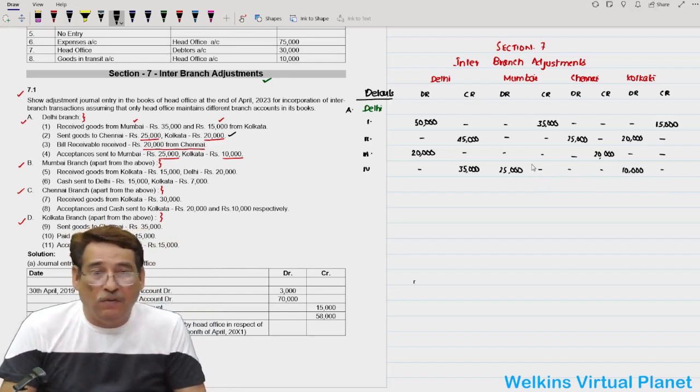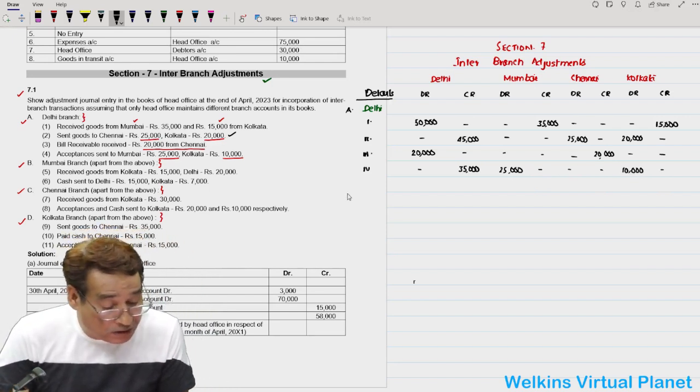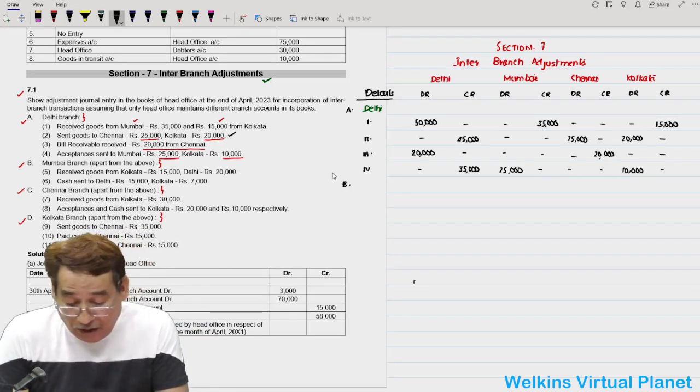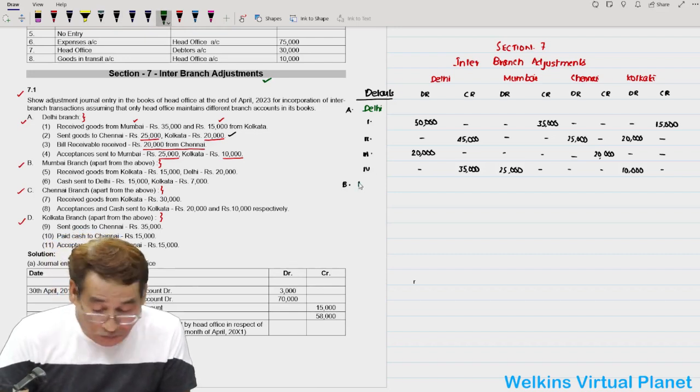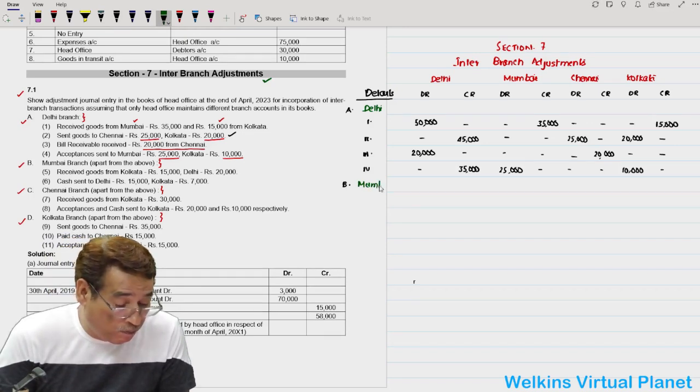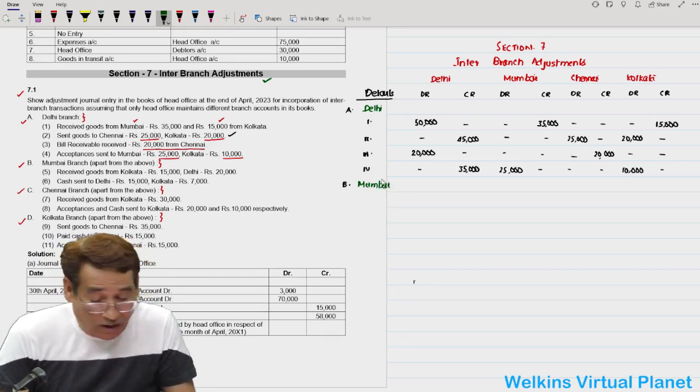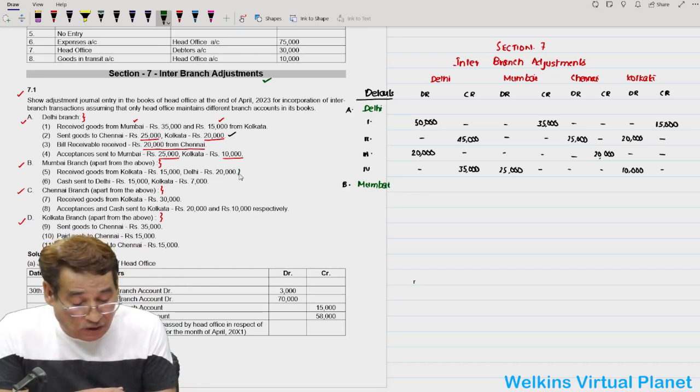Is it clear to you? Now, similarly, I will take the transactions of B. Next one is Mumbai branch. So I will write here Mumbai. As far as Mumbai branch is concerned, only two transactions have been given to us.